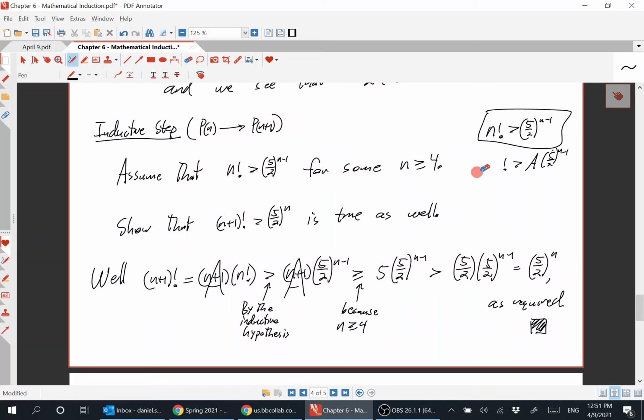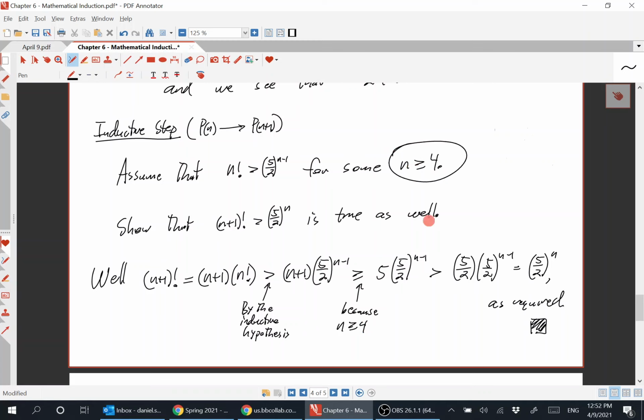That's the induction hypothesis. So you have to state your induction hypothesis explicitly and state your target conclusion explicitly, and then you must say where that induction hypothesis is used. That's the gist of an induction proof. All right, so this is strictly greater than n plus 1 times 5/2 to the n minus 1. Well, remember n was bigger than or equal to 4.